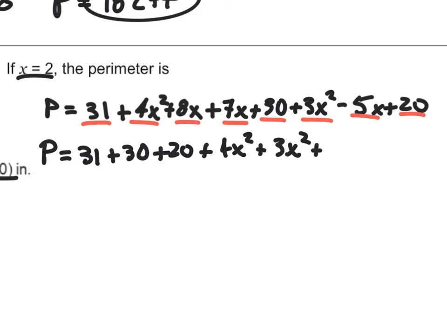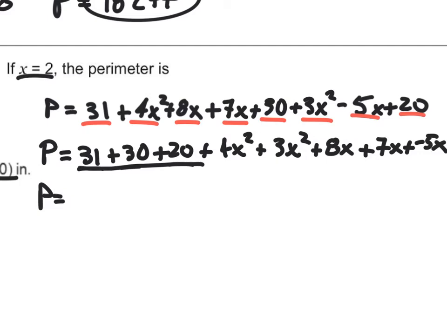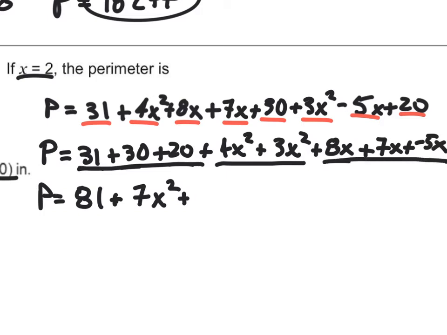So now I've got positive 8x plus 7x plus negative 5x. Okay? So now, if I combine the constants 31, 30, and 20 together, that's 50 plus 31, which is going to be 81. Plus, then I've got 4x squared plus 3x squared, which gives me a total of 7x squared. And then plus, let's do these other ones, 8 and 7 and a negative 5 is going to give me a 10x.